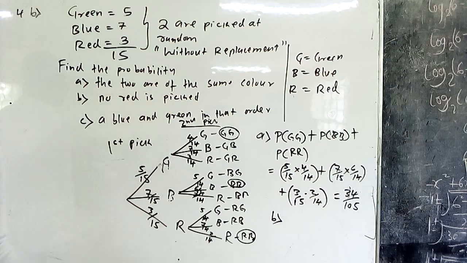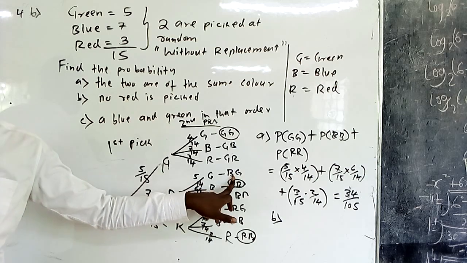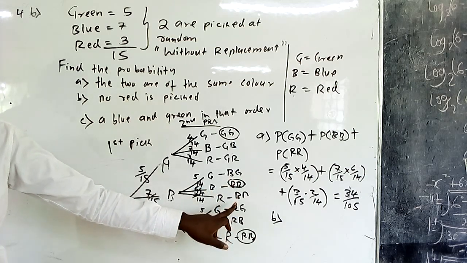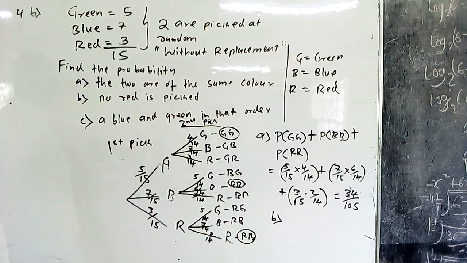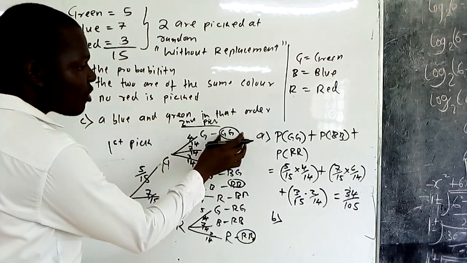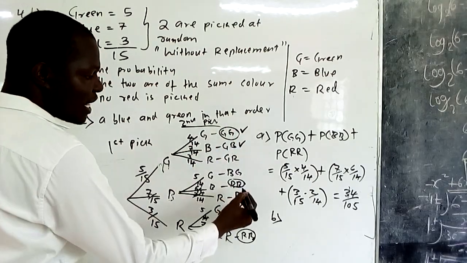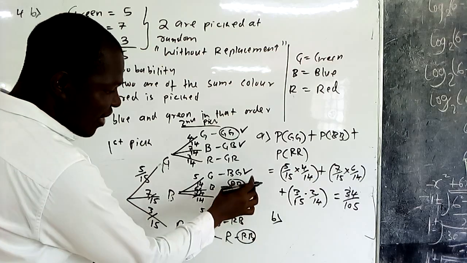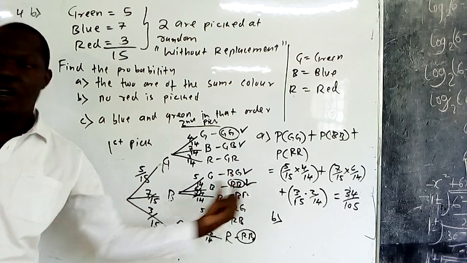So no red is picked. So you go where there is no R, isn't it? No red is anywhere, you don't see R. Meaning it is either green and green, green and blue, or blue and green, or blue and blue. So all this with red you don't need, isn't it? Anything with red is not required, isn't it? There's no red here, there's no red here, there's no red there. So all these four, isn't it? Either this, or this, or this, or this.